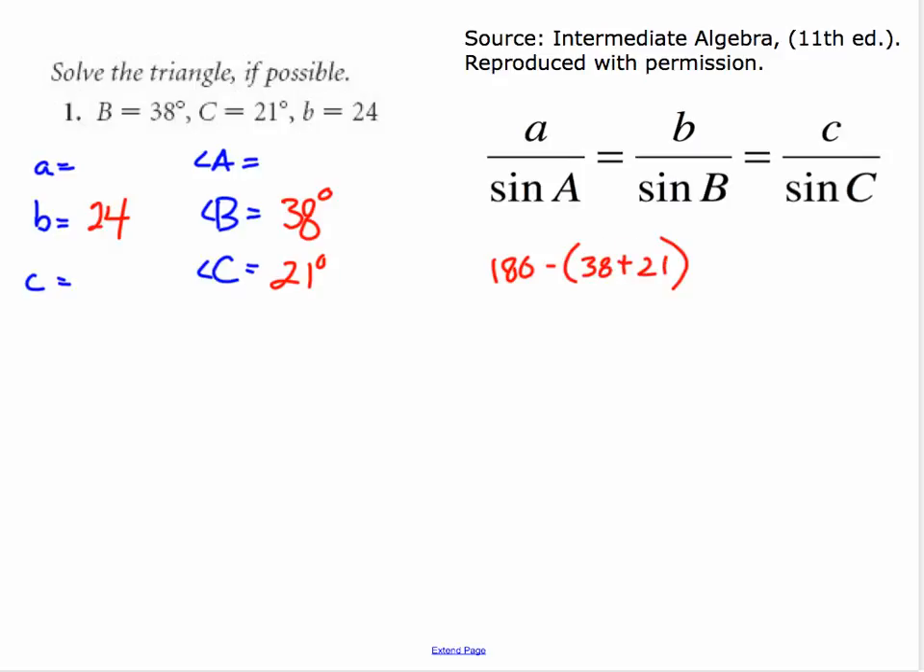So if I add 21 and 38 together, that gives me 59. And if I subtract that from 180, it should give me 121. Okay, so that will be angle A. I'll put that in another color. So that's something that I've figured out, 121 degrees. So I need to figure out these other two angles, or other two sides.